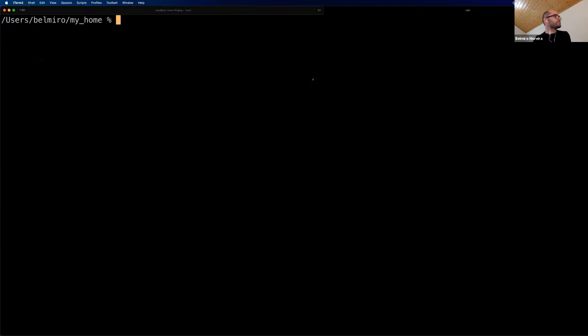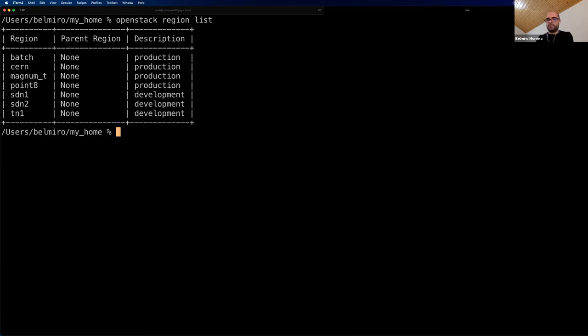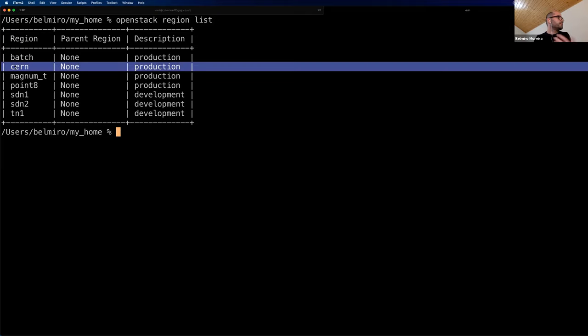So as I showed you the cells that we have in one region, now I'm going to show you the regions that we have in our production environment. This is visible to the user. So if I do openstack region list, we're going to see the regions that we have available. Because users are able to see them, doesn't mean that they will have access to all of them. In fact, 99% of the users will only have access to this region. We have three main regions, that is the batch, CERN, and point date. CERN is for generic use cases. This is the region where I showed you all the cells in the previous commands. Batch and point date are regions dedicated only for batch data processing.